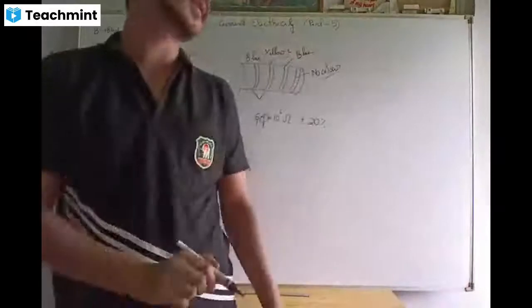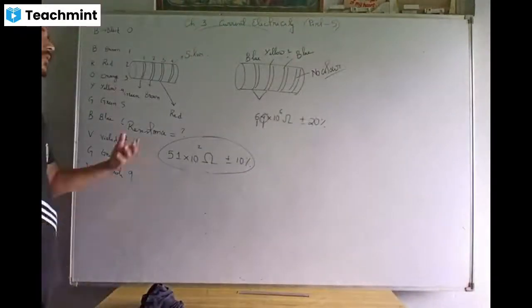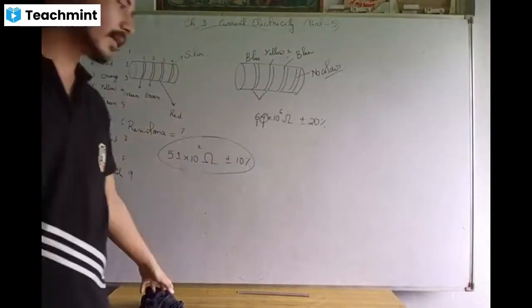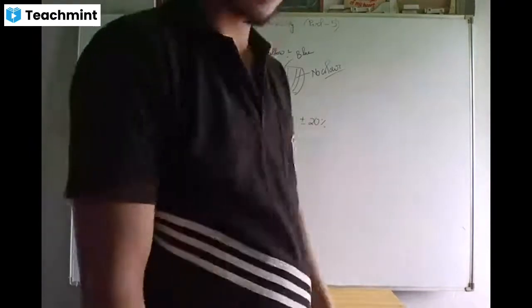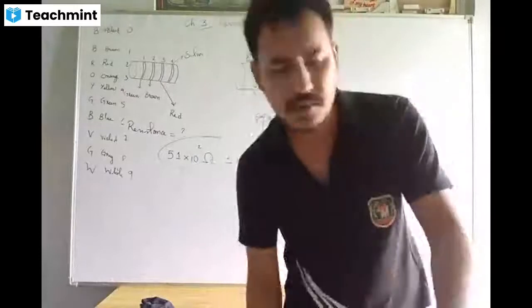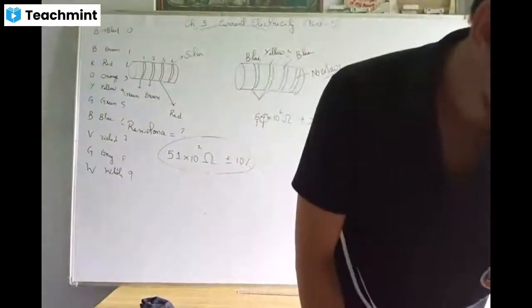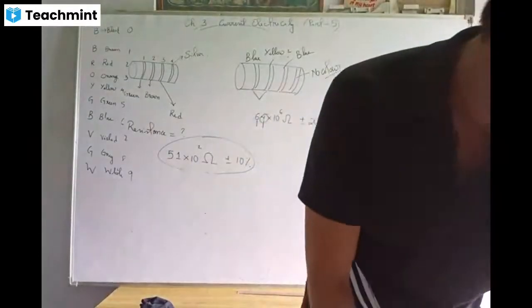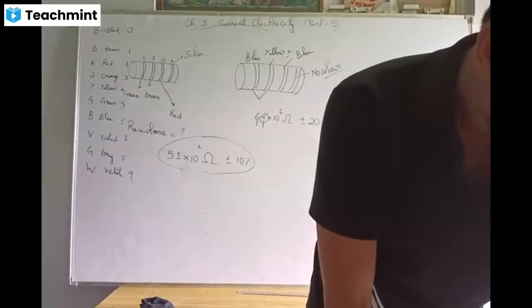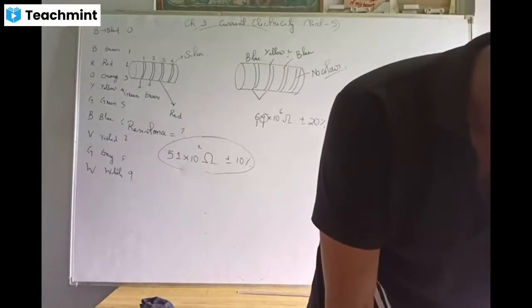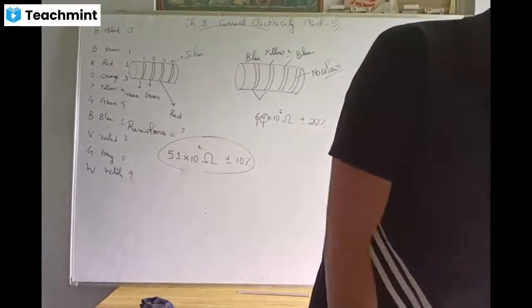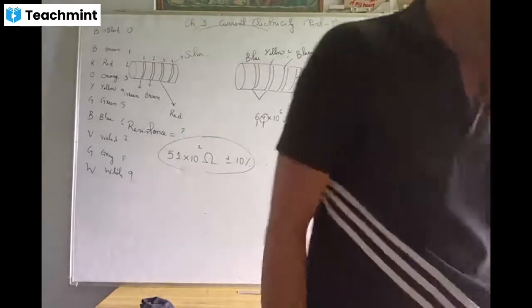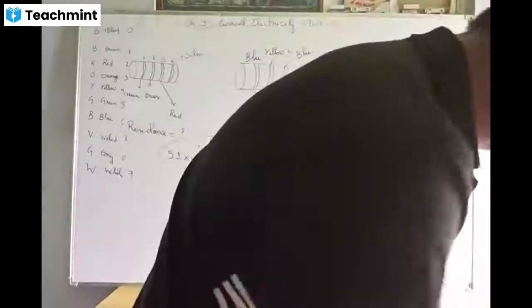So a question can be asked in either way, either to determine the resistance or to determine the colors of the four bands. Is it okay? I'll give you another question, an easy question to work out with this, okay? Let me give you like this.